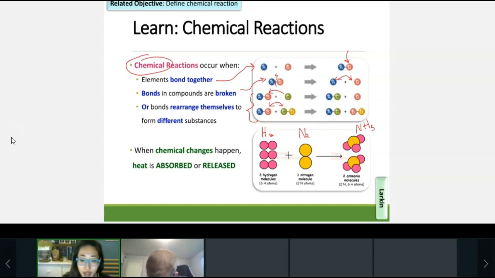So you can see here we have 3 hydrogen molecules. H2 is how hydrogen normally exists, so you have 2 atoms per molecule for a total of 6 hydrogens. And nitrogen exists as N2, so that's 2 nitrogen atoms. And when they come together, they create 2 molecules of ammonia. So what you end up with is the atoms are staying the same amounts, right? We still have 1, 2 nitrogen atoms. We still have 1, 2, 3, 4, 5, 6 hydrogen atoms, but now they've rearranged themselves and chemically they're going to act differently.